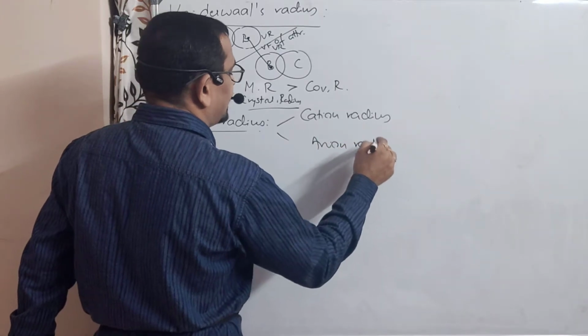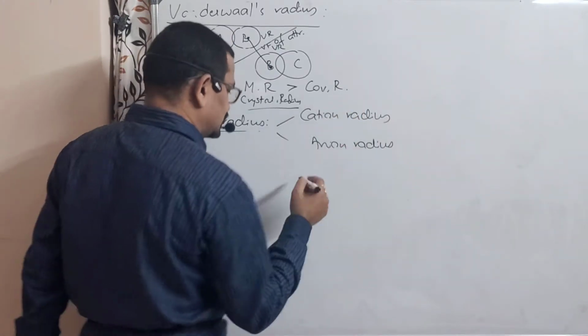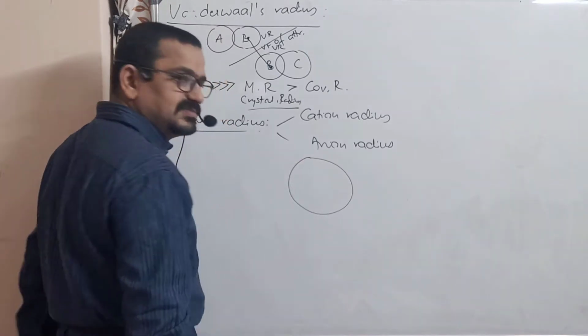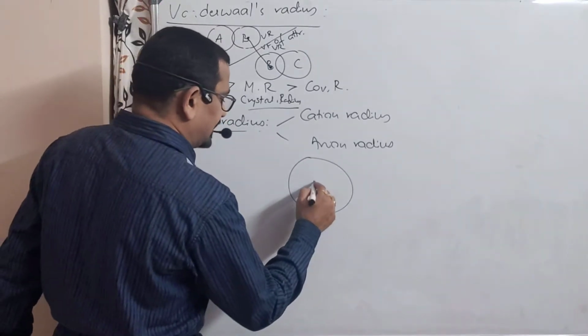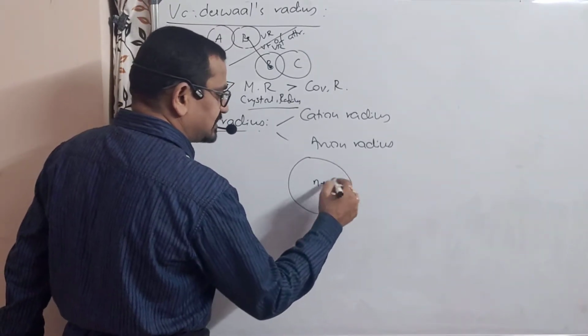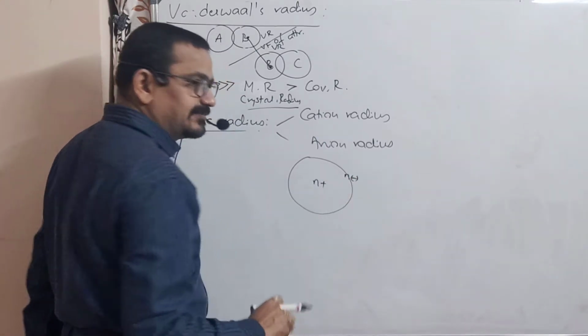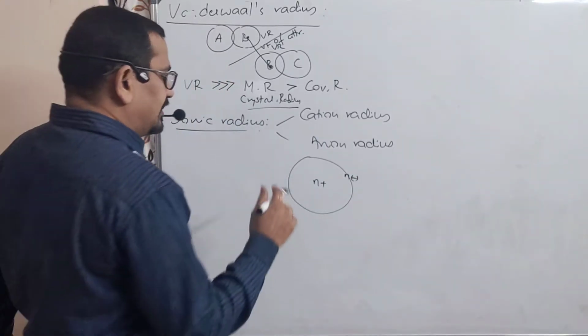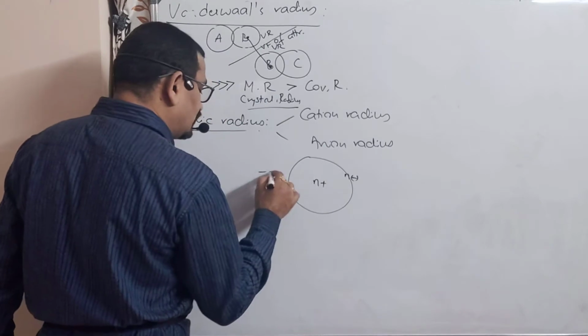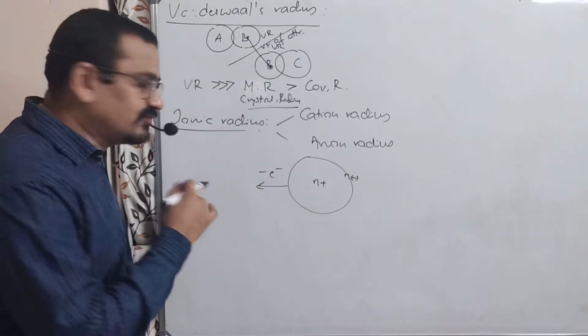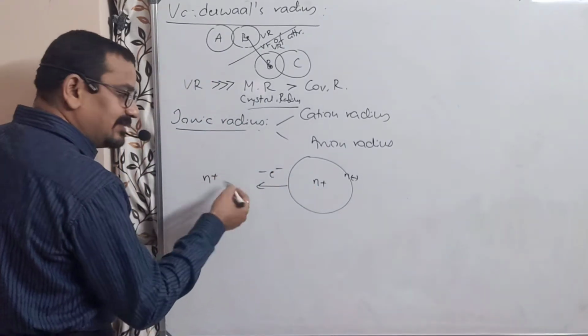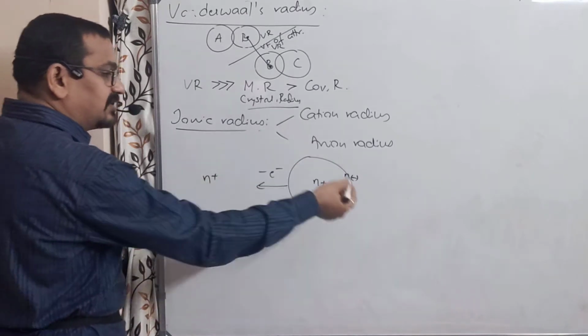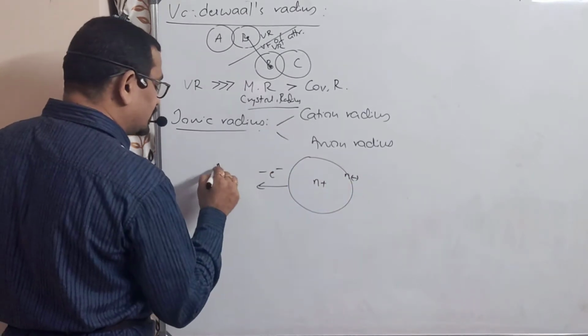Cation radius and anion radius. Cation radius means, suppose you consider an atom, where some n positive particles are there inside and n negative electrons are there outside. It is a neutral atom. Now from this neutral atom, if you remove an electron, inside the nucleus the same n number of positive particles are there, but outside n minus 1 number of electrons.